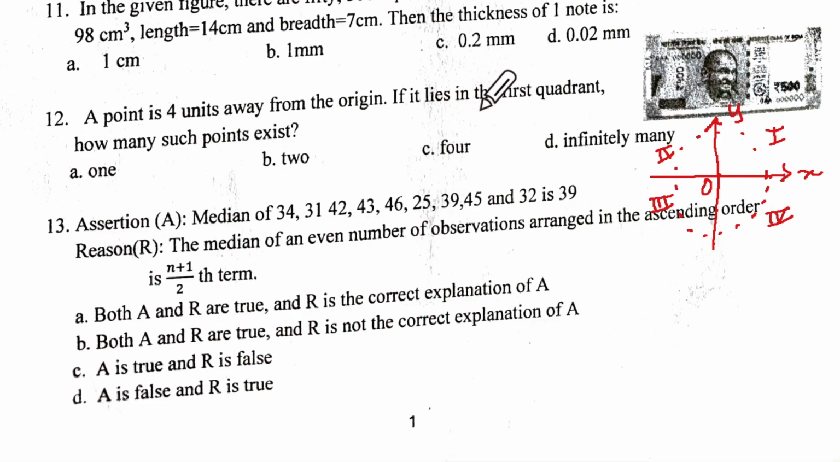Understanding? Now they are saying that a point is 4 units away from the origin, and it is in the first quadrant. In the first quadrant, 4 units away means it could be this, it could be this, it could be this also, 4 units away. Correct? Now, how many such points? I have drawn 4, but between these two there will be infinite, no? Tick, tick, tick, tick.